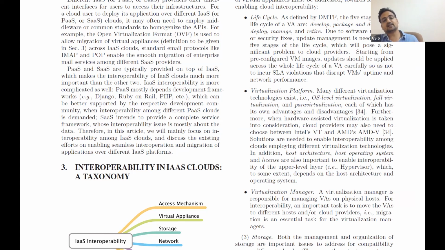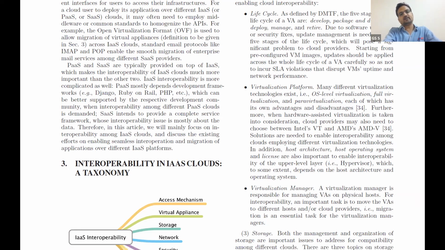But one virtual machine appliance should be usable on another virtual machine hypervisor. And if the VM is created for full virtualization, that can run on para virtualization, hardware assisted virtualization, OS virtualization, right? That point is covered in the next 2 points, virtualization platform and virtualization manager: which hypervisor, and second, which platform you are running it on. Platform can be the kind of virtualization technology and the kind of hardware. It should be able to run on any hardware. Then only it will become interoperable.